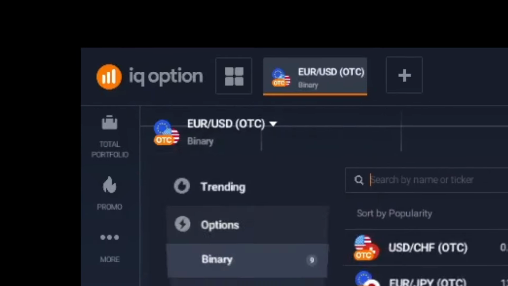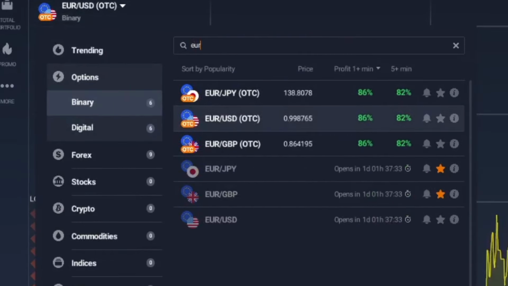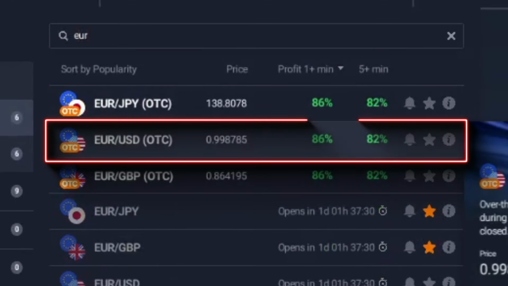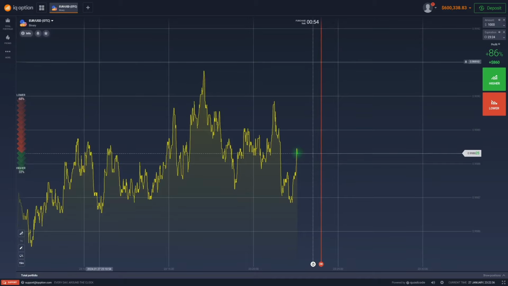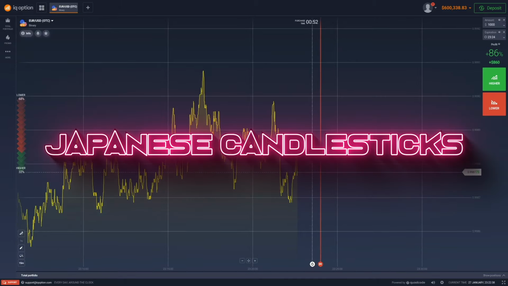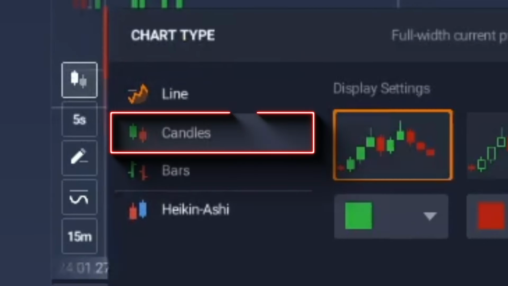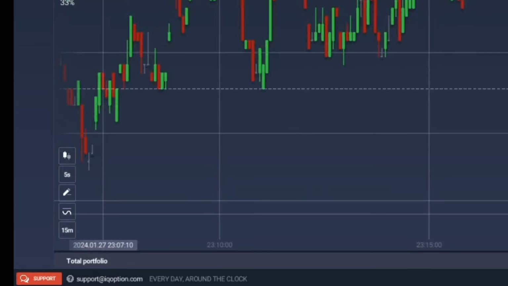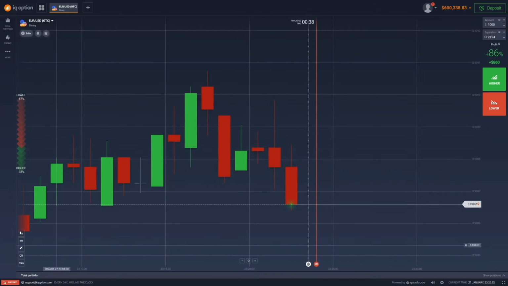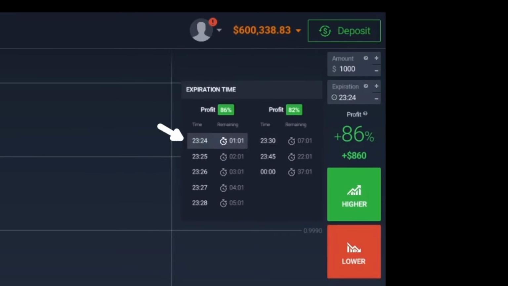First, we click here to choose the trading asset and we search for EUR/USD. We choose this one and we click on it. Second, we choose the chart type. To trade with my strategy, you must use the Japanese candlesticks. So we click here and we choose candles. Second, we choose the time period. In my case, I trade with the 1-minute candles. After that, we choose the expiration time. So we click here and we click on 1 minute.